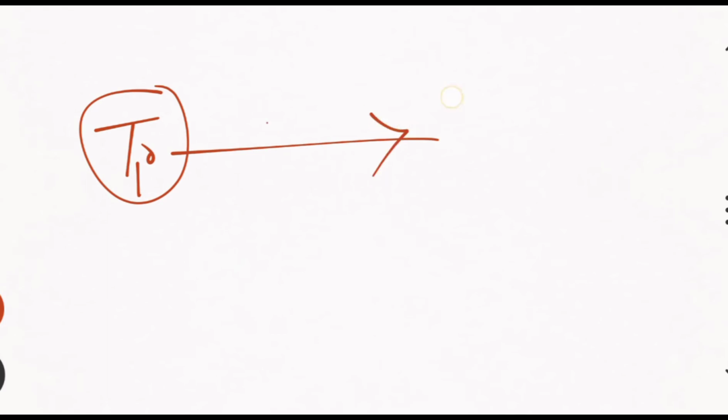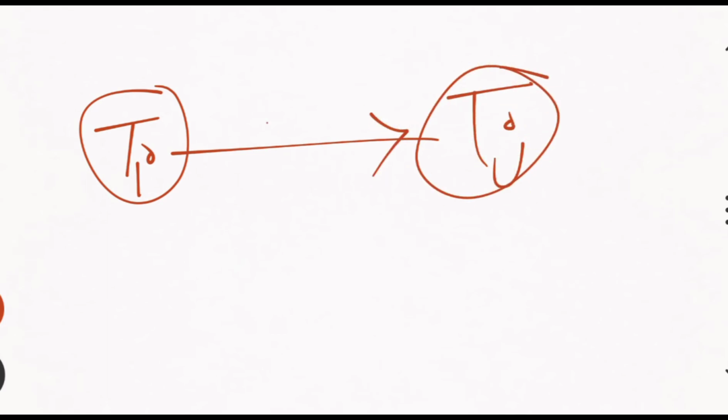There is an edge from transaction Ti to Tj if transaction Ti is asking for the data item which is currently held by transaction Tj. That is called the wait for graph.